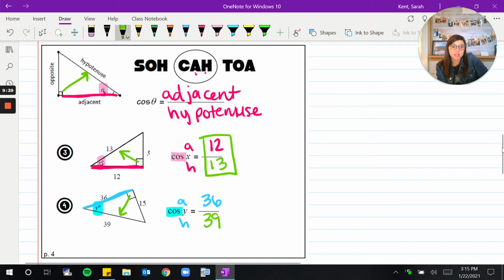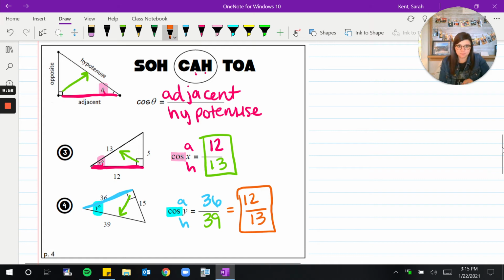Again, we can put this in the calculator. If you put it in the calculator, it'll give you a more simple answer of 12 over 13. Yes, it's the same as the one above. So again, you can do 12 over 13. You can leave it at 36 over 39. They're the same answer.